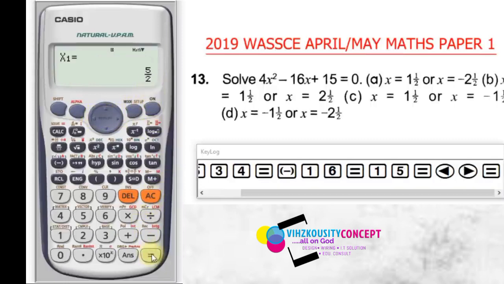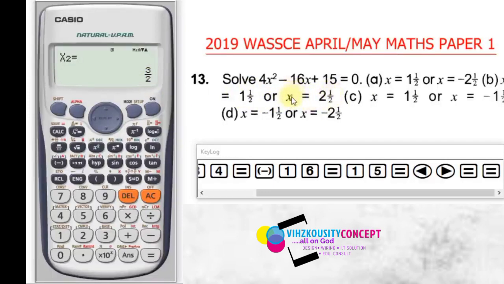I'll just press the equal to button, and here it's giving me the first value of x, that's x1, to be 5/2. 5/2 is the same as 2 whole number 1/2. So that means of all the options that I'm having, only this one has 2 whole number 1/2 as a positive entry, and the others do not have 2 whole number 1/2. So I'm suspecting option B as my answer already, but let me check the other root. So x2 is 3/2. 3/2 is the same as 1 whole number 1/2. So definitely option B is the correct option, 1 whole number 1/2 or 2 whole number 1/2.